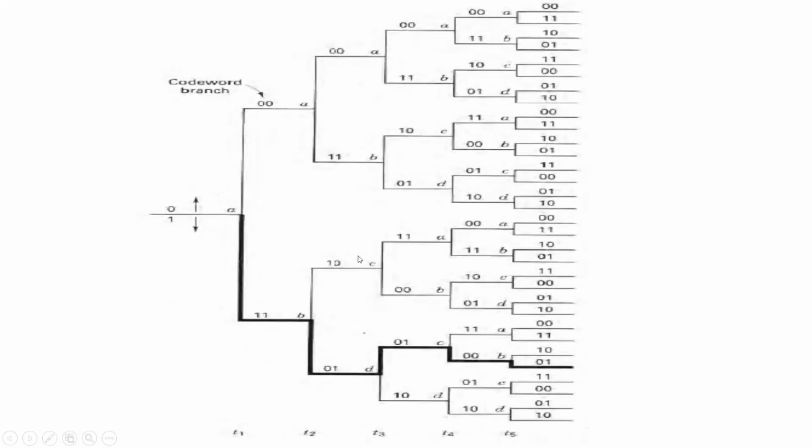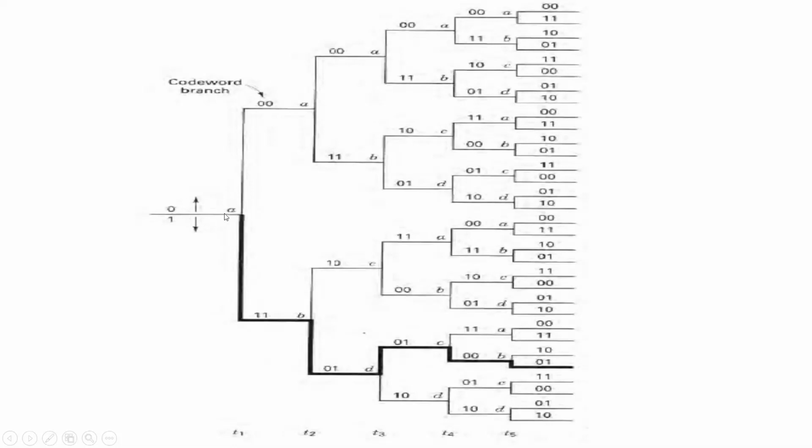Now, how is the tree diagram drawn? When input bit 0 comes, we have to move upwards. When input bit 1 comes, we have to move downwards. Let's say the initial state is A and an input bit 0 comes. That means we have to go upwards. What is the output? 0, 0. And what will be the next state? The next state is A only.